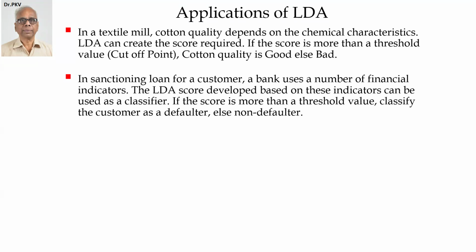In sanctioning loan for a customer, a bank can use the discriminant score that is developed based on the financial indicators and ratios. As a classifier, the score will be used to classify as follows. If the score is more than a threshold value called the cutoff point score, classify the customer as a defaulter, else classify the customer as non-defaulter.